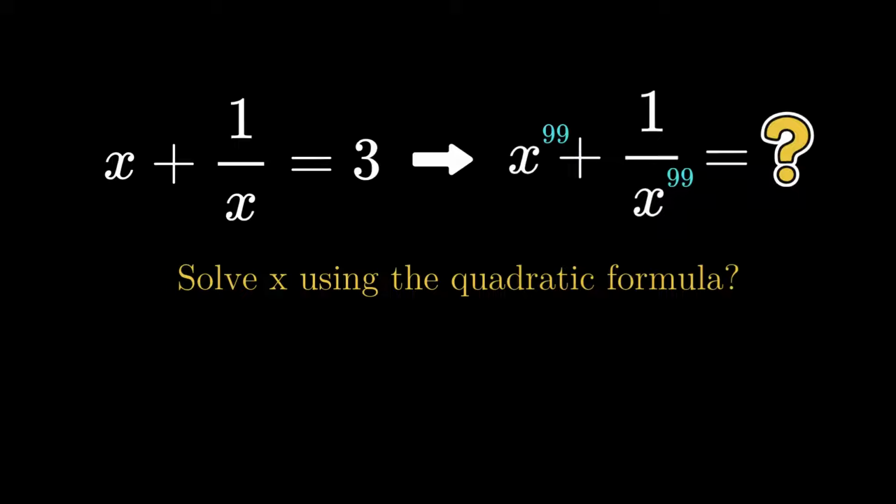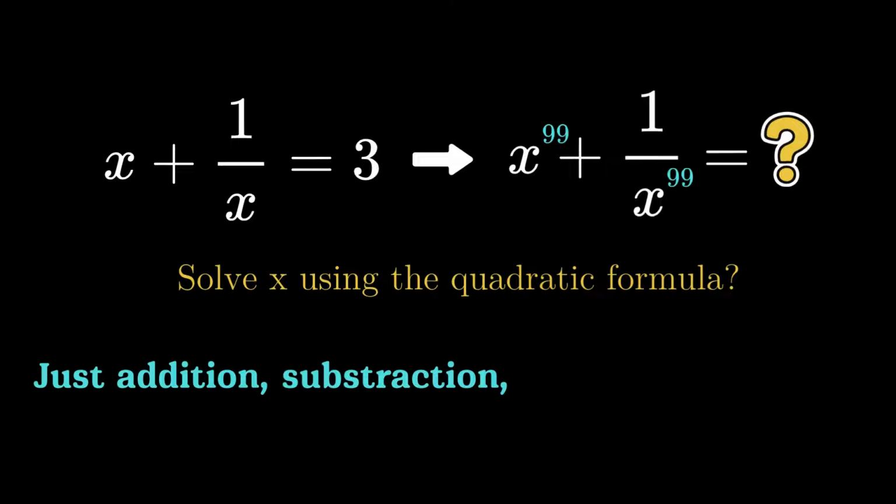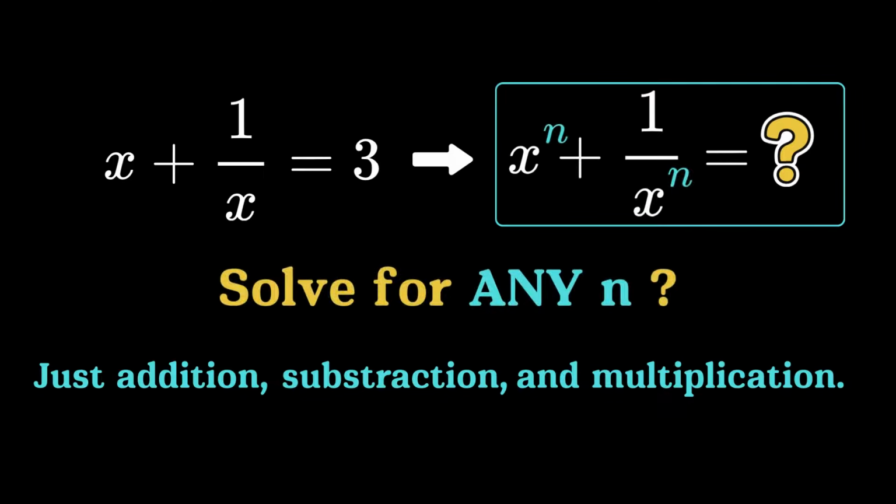In the next minute, you'll get the exact answer using only addition, subtraction, and multiplication. Once you see the pattern, you can work out x to the n plus 1 over x to the n for pretty much any exponent you like.